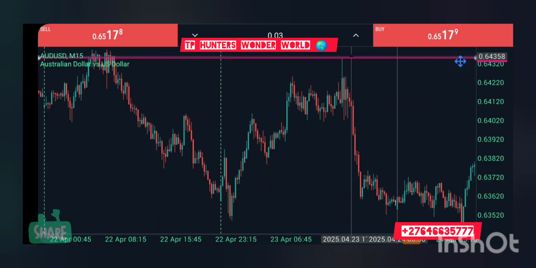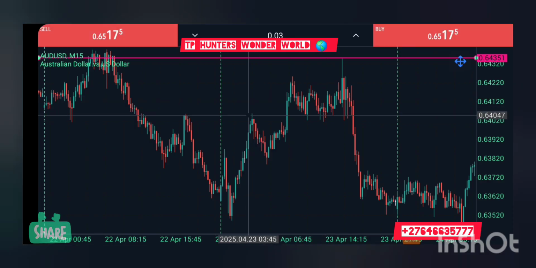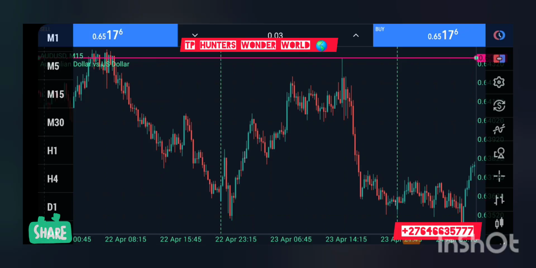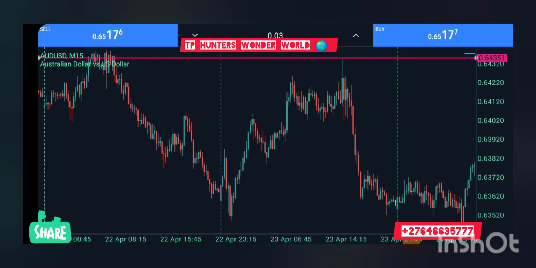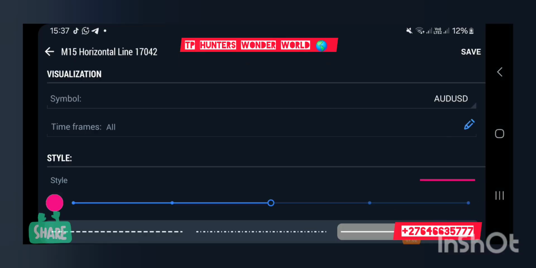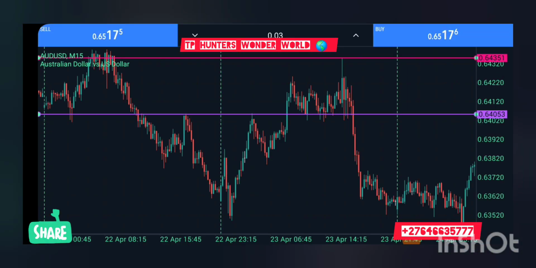For example, if price breaks above, you see this level, okay, let me do this. Can I add another horizontal? Let me change color. Purple, save.